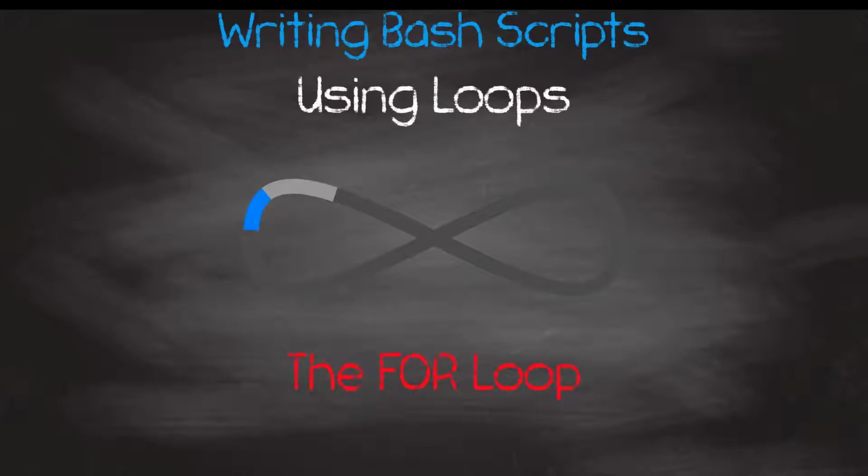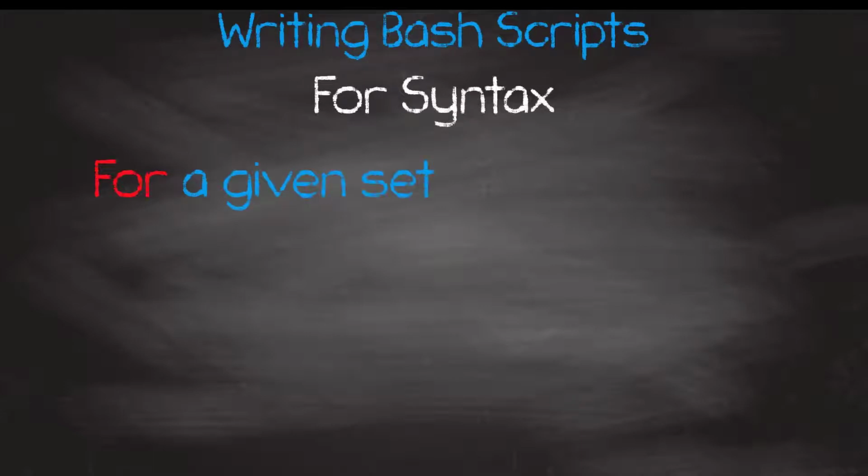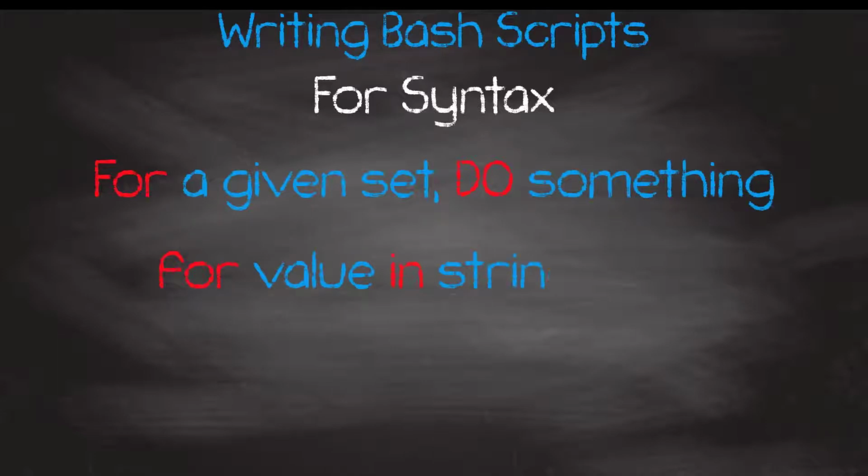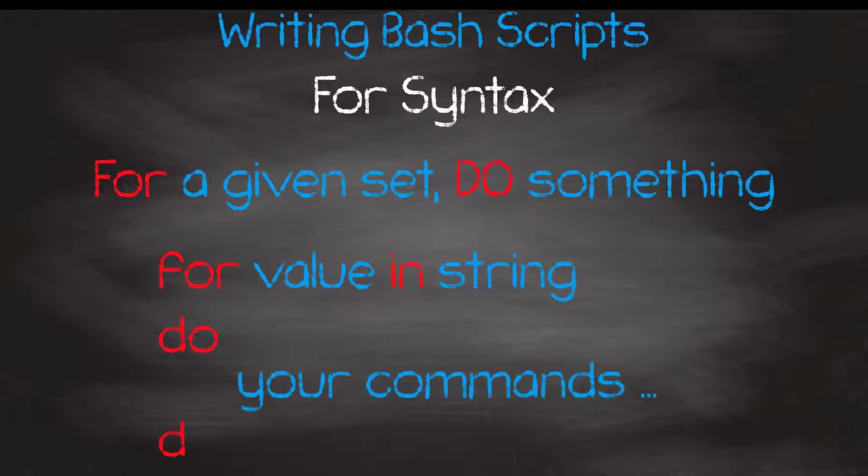Very different from the two loops we've already mentioned. The basic concept is for a given set of items, do something. There are a couple of different ways we can use the for loop. The first way is stepping through a list. The for loop will take each item in the list order, one after the other, assign that item as the value of a variable, execute the commands between the do and the done, then go back to the top, grab the next item in the list and repeat over. The list is defined as a series of values, separated by spaces.